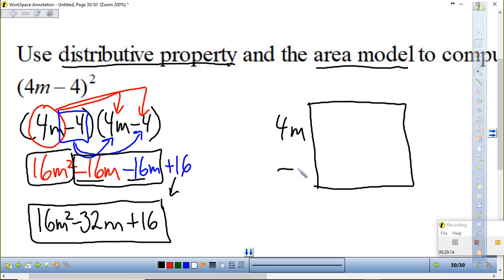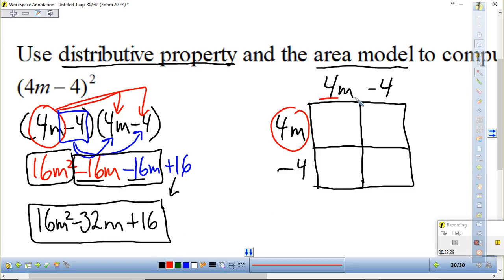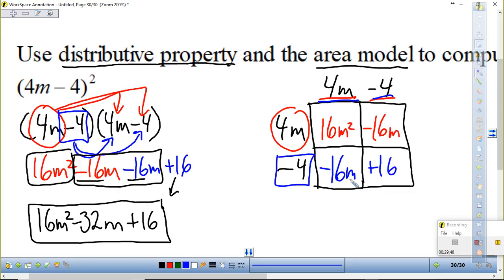4m minus 4. Draw a line across. And then 4m minus 4. Draw a line down. Here we go. 4m times 4m, that's 16m squared. 4m times negative 4, that's negative 16m. Next, negative 4 times 4m, that gives me negative 16m. Negative 4 times negative 4, that's positive 16.